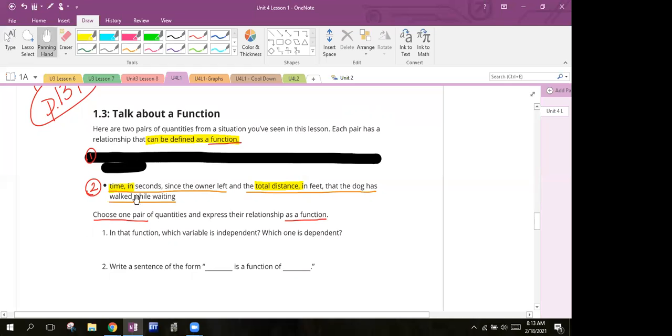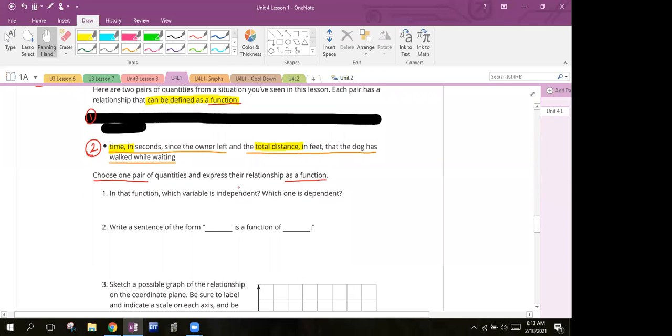Okay, so it says in that function, which variable is going to be your independent and which one is going to be your dependent. So we talked about these new vocab words a little bit in class on Tuesday. So who can tell me which variable represents the independent variable? Is it my X or my Y? X. It's my X.